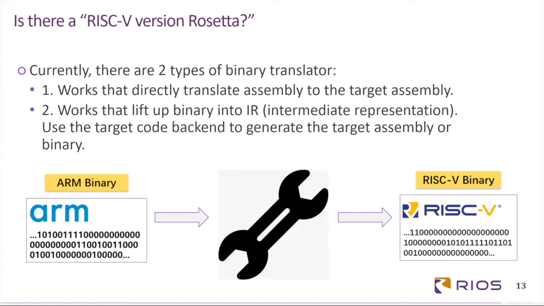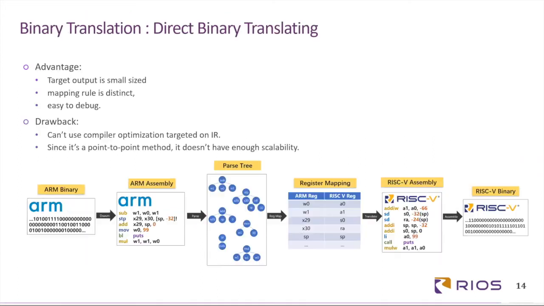We did some investigation of binary translation work, and found that currently there are two types of binary translator. The first type is the work that directly translates the assembly to the target assembly. The second type lifts the binary into an intermediate representation, and uses the target code backend to generate the target assembly or binary. So let me introduce the first method, which is direct binary translation.